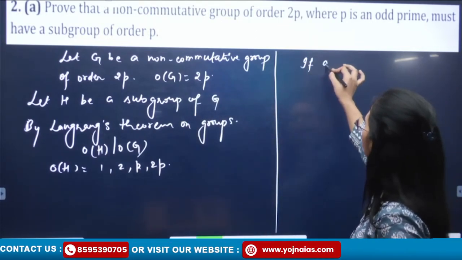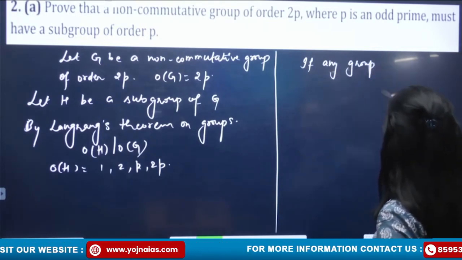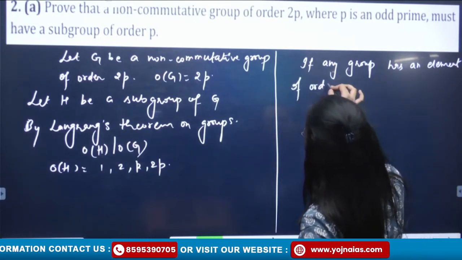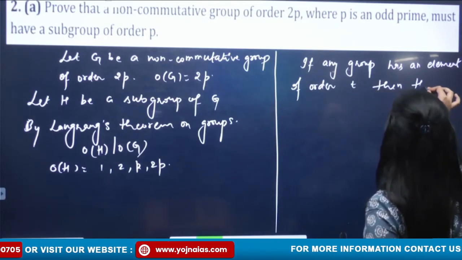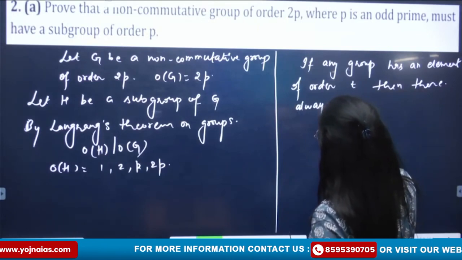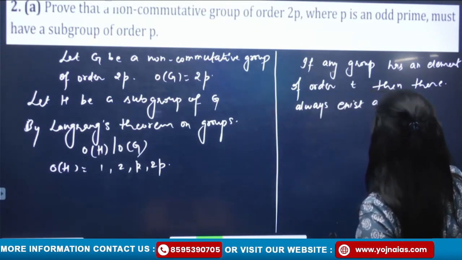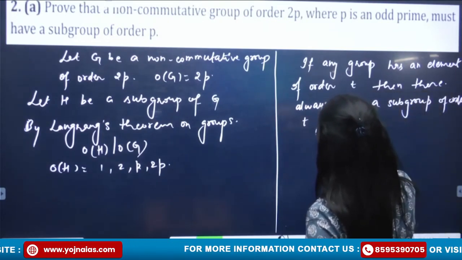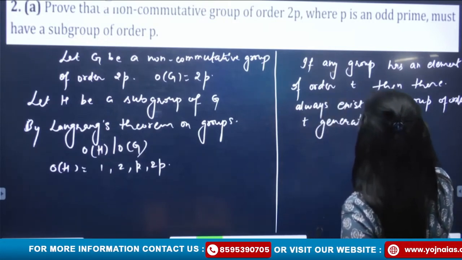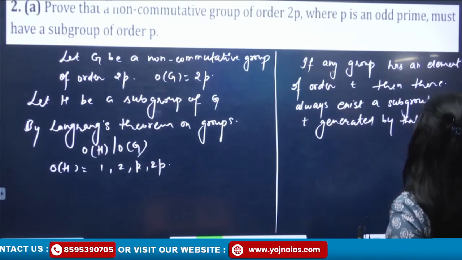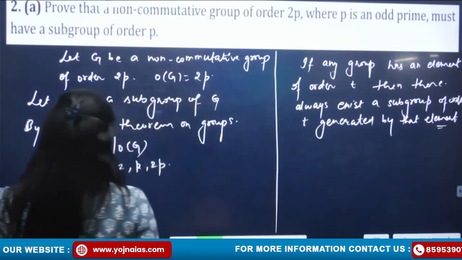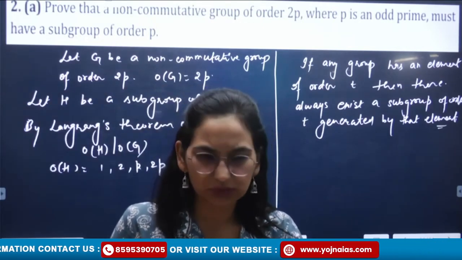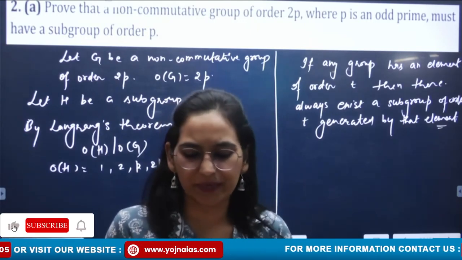If any group has an element of order p, then there always exists a subgroup of order p generated by that element. So this is also one of the results. Now we know that the order of H can be 1, 2, p, or 2p, and we need to show that there would be a subgroup whose order is p. So it would be enough if we are able to show that there is an element whose order is p. Okay, how would you show that?